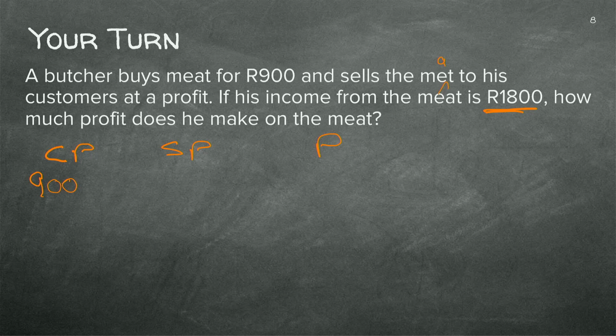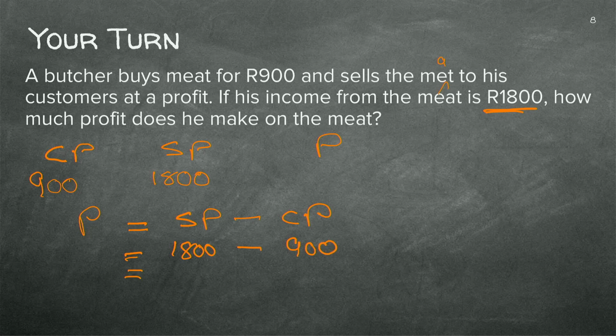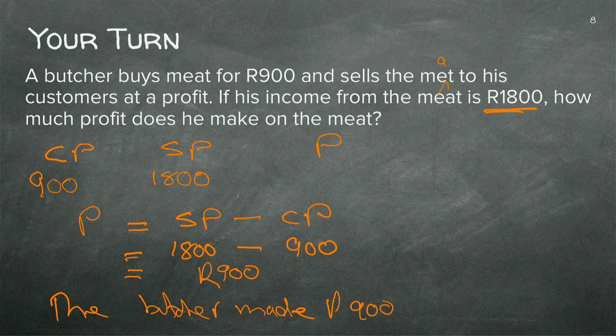If his income from the meat is 1,800 Rand, so he sells the meat, this is what he gets in, his selling price is 1,800. So how much profit does he make? Remember our formula, profit is selling price minus cost price. So that is 1,800 minus 900. So that is 900 Rand. So the butcher made 900 Rand profit.